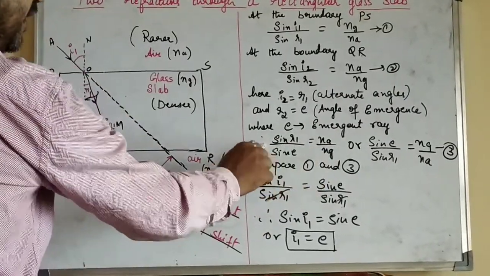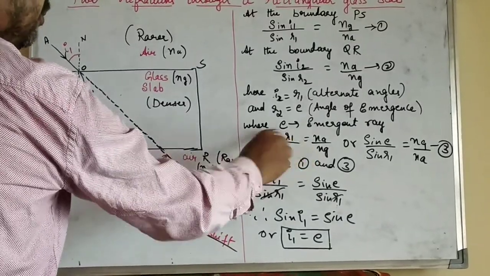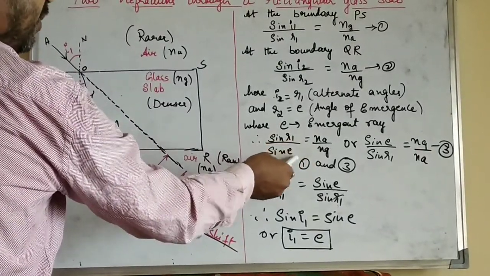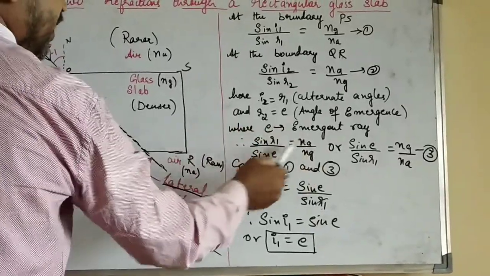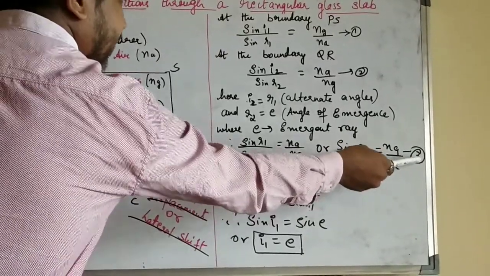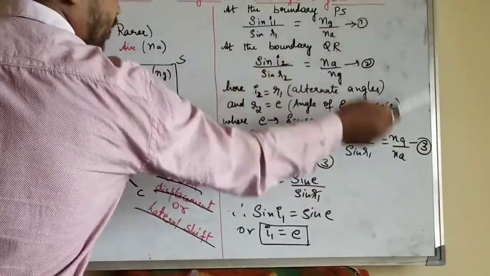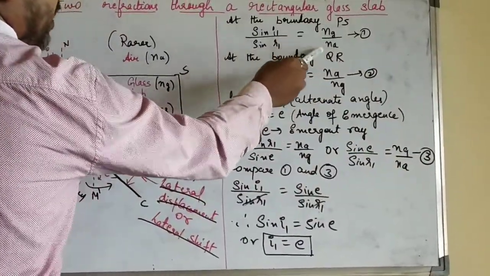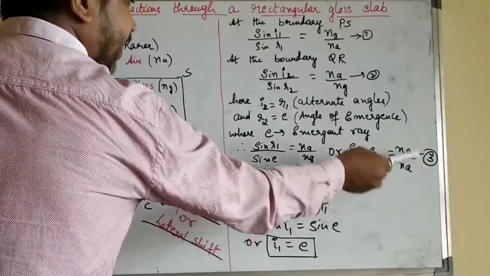Now, I will take reciprocal on both the sides. So, the denominator goes to numerator, numerator comes to denominator on both the sides. So, sine E by sine R1 is equal to NG by NA. Call it equation 3. Now, compare 1 and 3. See here, in equation 1, you have NG by NA on the RHS. In equation 3 also, NG by NA on the RHS.